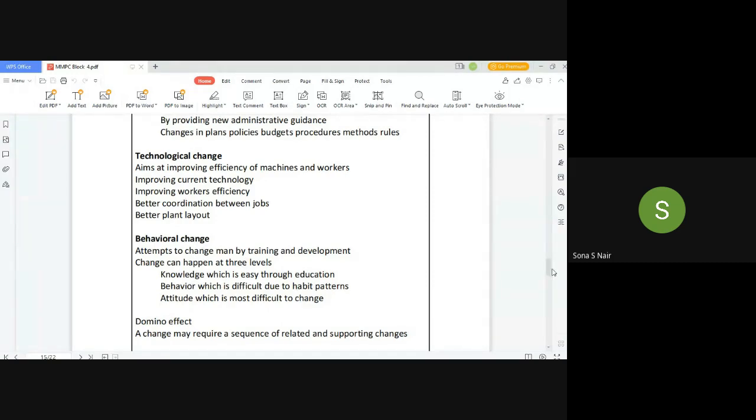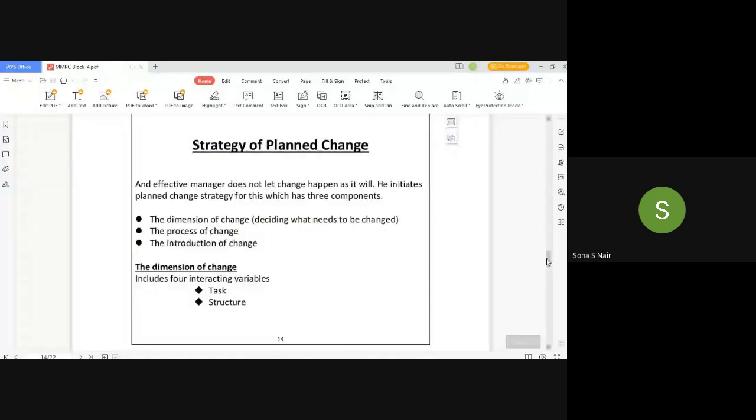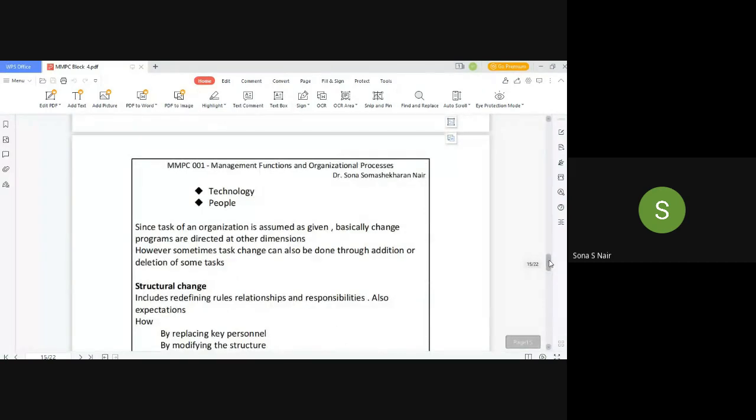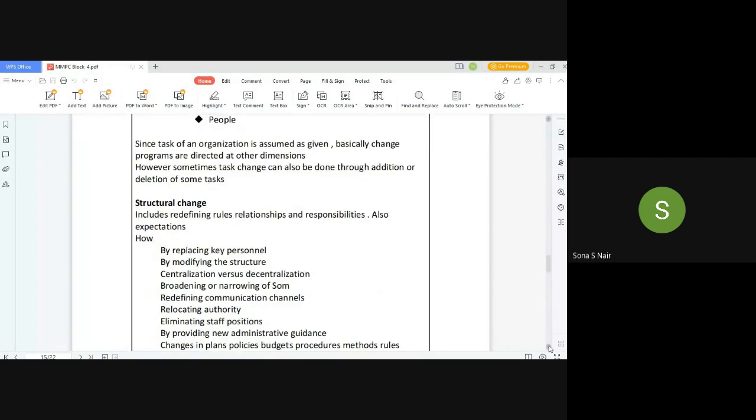So what are we talking of? The first stage when we are thinking of change is the dimension, or what needs to be changed. So we might need to make some changes as far as people are concerned. We might need to change the activities of the organization, the structure of the organization, right? Or the technology being used in the organization. So this is to be decided in the beginning as to what is to be changed. Why? Because we need to solve that problem. If there's a problem in the environment or if there is a problem in the internal growth mechanism, we need to change any of these dimensions.